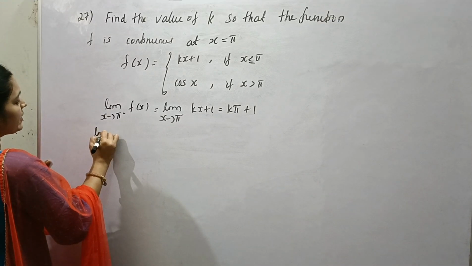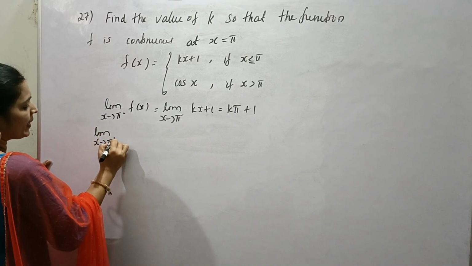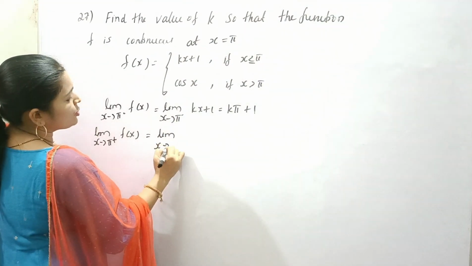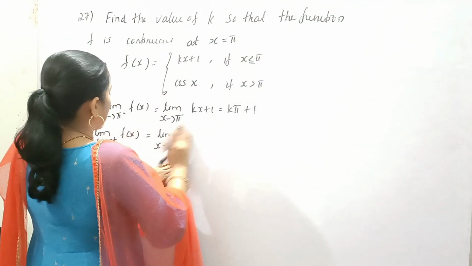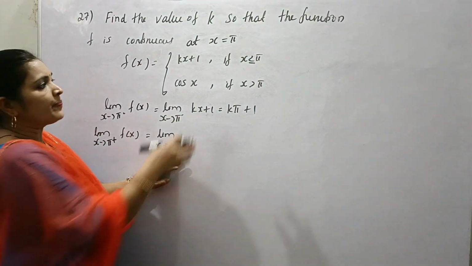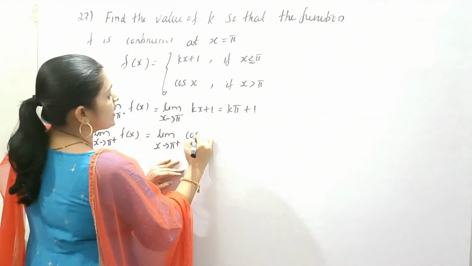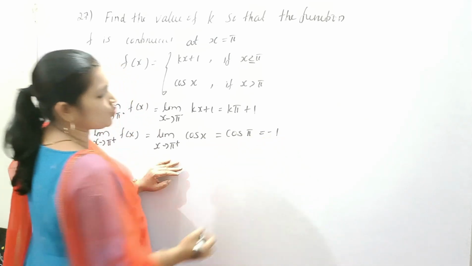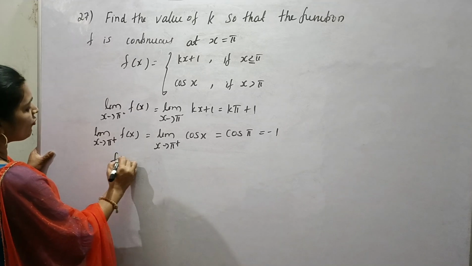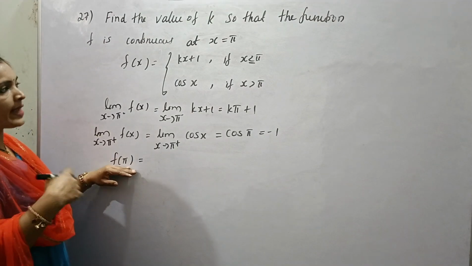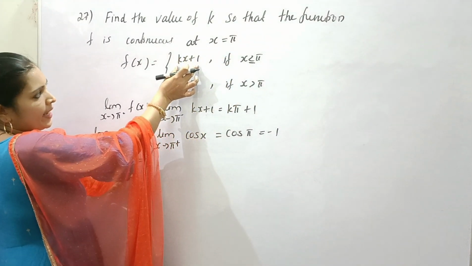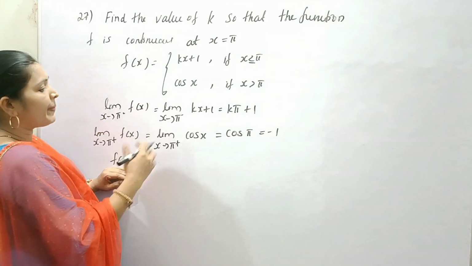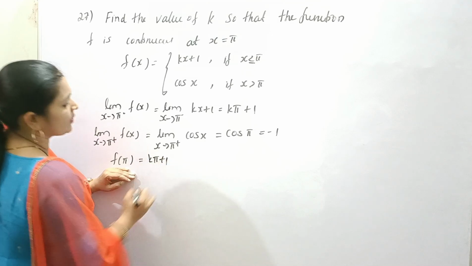Next, right hand limit, limit x tends to pi plus f of x. Pi plus means x greater than pi, the function is cos x, so substituting x is equal to pi, cos pi is minus 1. And what is f of pi? f of pi, that is when x is equal to pi, f of x is equal to kx plus 1, so f of pi is k pi plus 1. Okay.